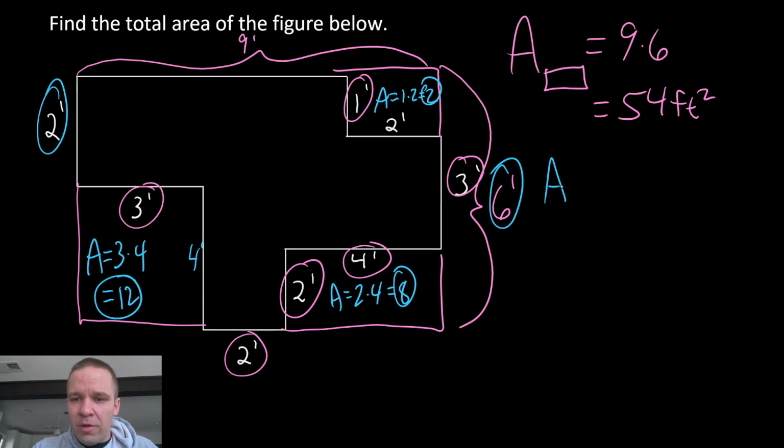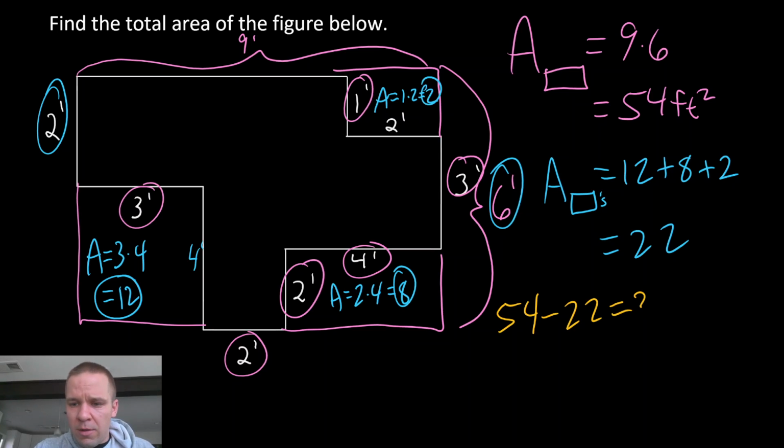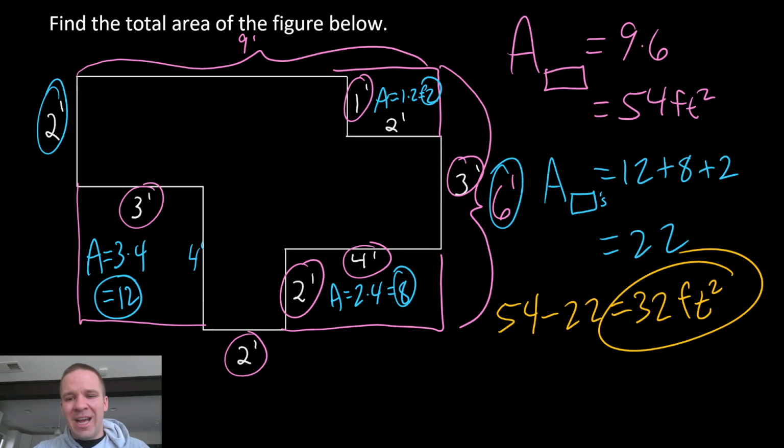So now I'm going to take that 54 and I'm going to subtract my sum of all those. So let's add all those blue areas up. And then so let's say rectangles. Ooh, I like that little apostrophe S. All right, so I've got 12 plus 8 plus 2. Well, 12 plus 8 is 20 plus 2 is 22. So my final here is going to be 54 minus 22. That's going to end up being what? 32 feet squared. Final answer.